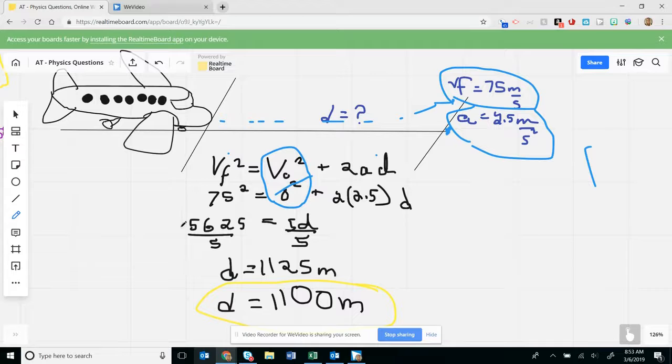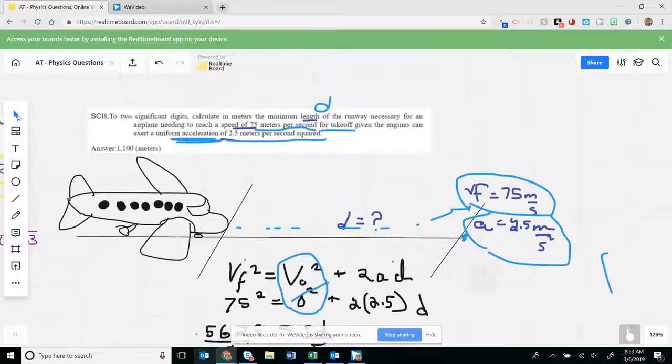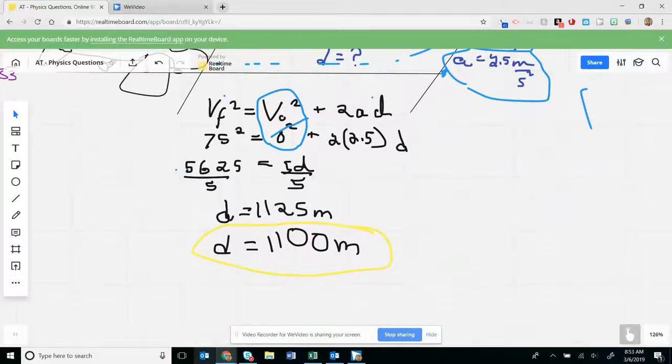We can square the 75. 2 times 2.5 gives us the 5, and then divide to get distance. And again, they wanted this one in, I guess, 2 significant digits. Yep, 2 significant digits, so we had to round to 1,100 meters.